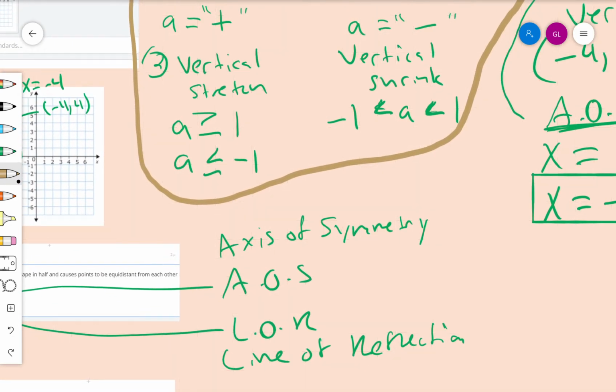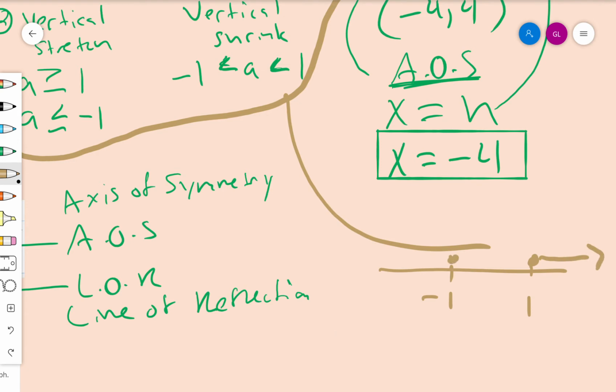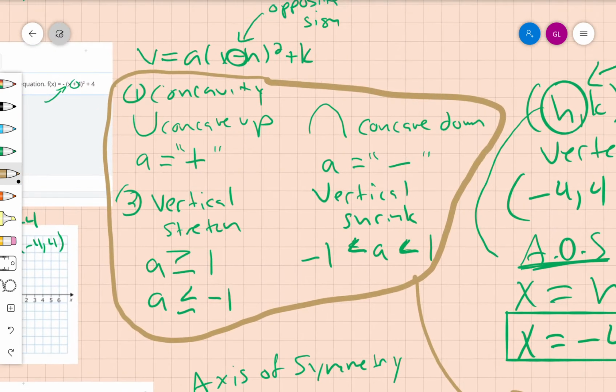So if we were to draw a very small number line, right, to show this, I have a number line, I have -1 here, and I have 1 here. What we're trying to say is that any value of the leading coefficient A that's equal to 1 and greater, or equal to -1 and less than -1, is going to provide you with a vertical stretch. You're going to have a skinnier graph because you're multiplying the value in your equation.